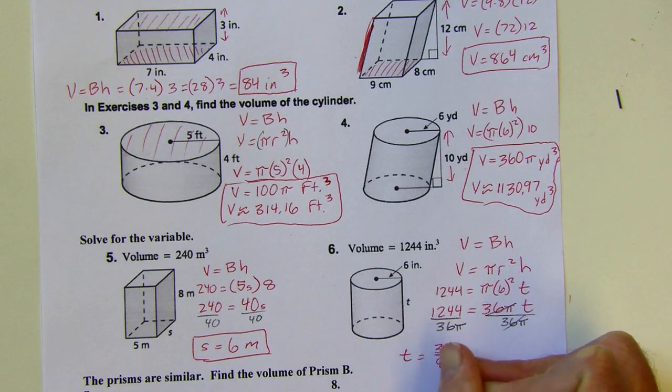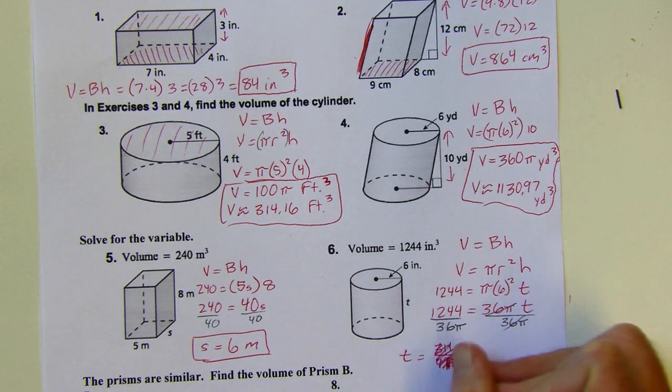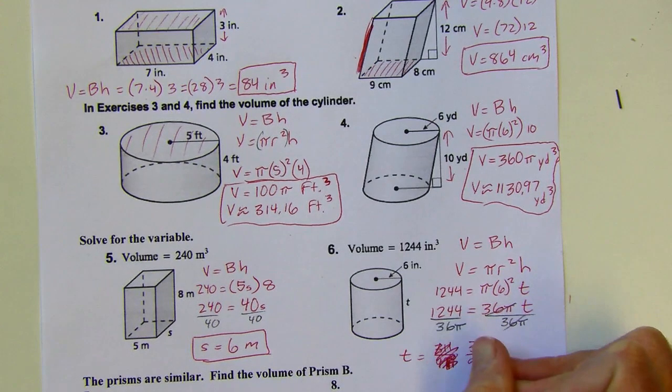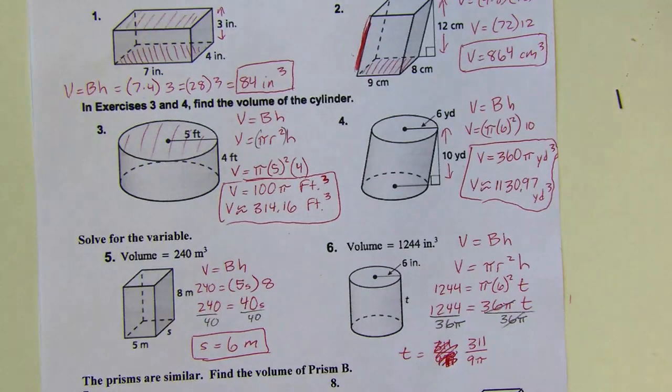But that's kind of a weird way to say that, right? 311 over 9 pi. Oh, that's messy. So I'd probably do a decimal approximation of that. So I'll just use my calculator for that.